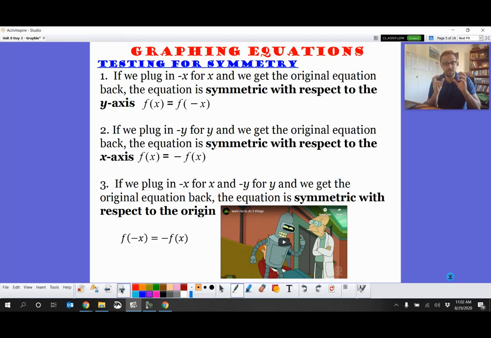If nothing changes, it's symmetric to the x-axis. If you want to see if it's symmetric to the origin, you have to do both of those things separately and then see if they're the same. So you have to check x and y and see if they're the same thing.